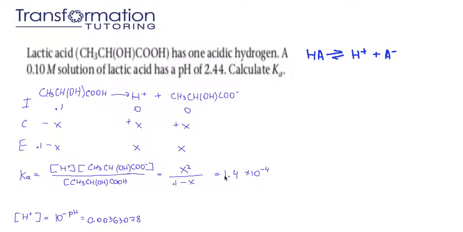Lactic acid, CH3CHOHCOOH, has one acidic hydrogen. A 0.10 molar solution of lactic acid has a pH of 2.44. Calculate Ka. Well, first, in order for us to do this problem, we have to ask ourselves two questions.